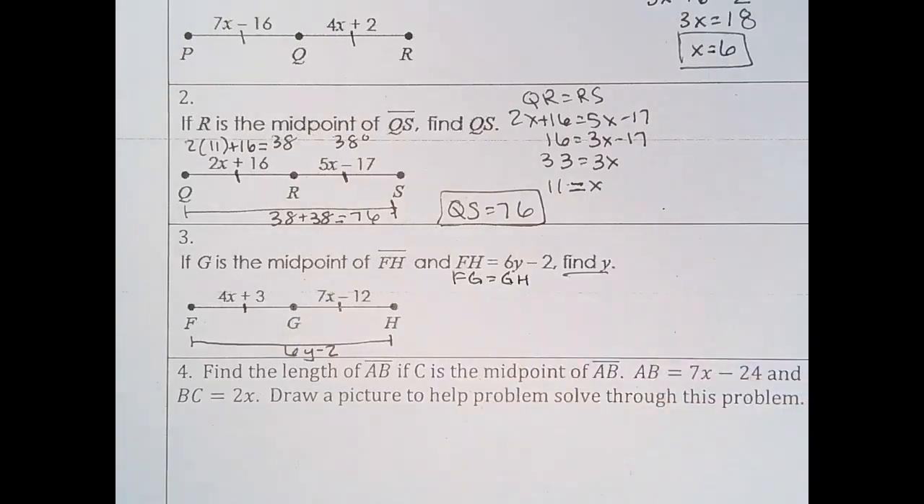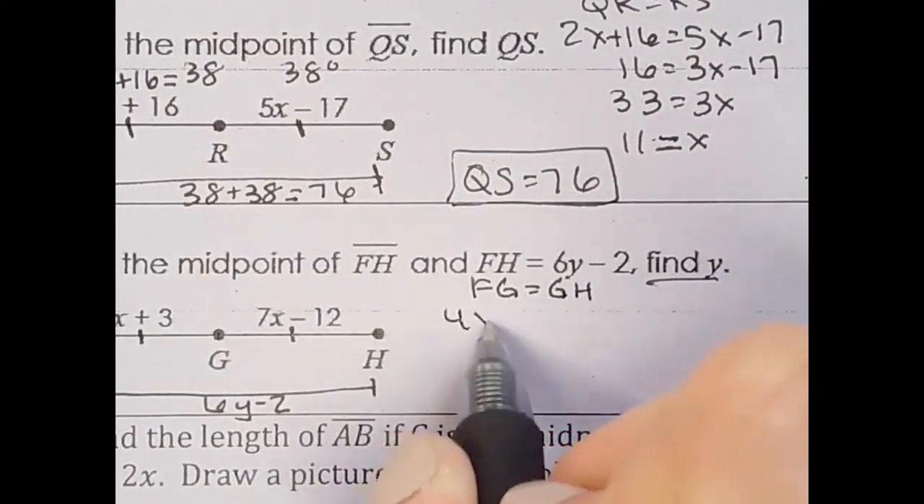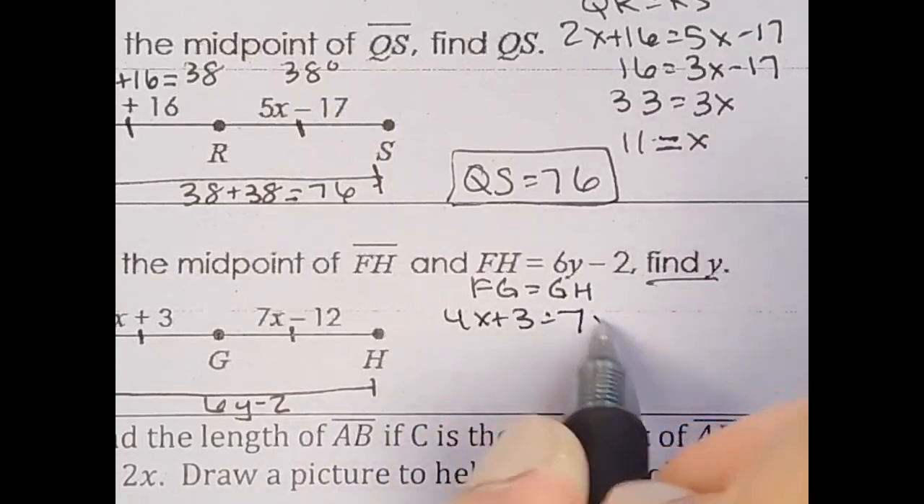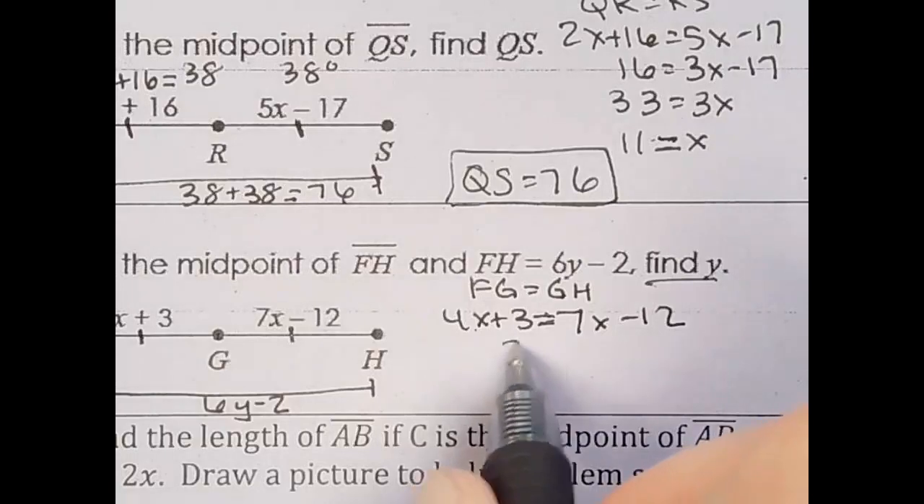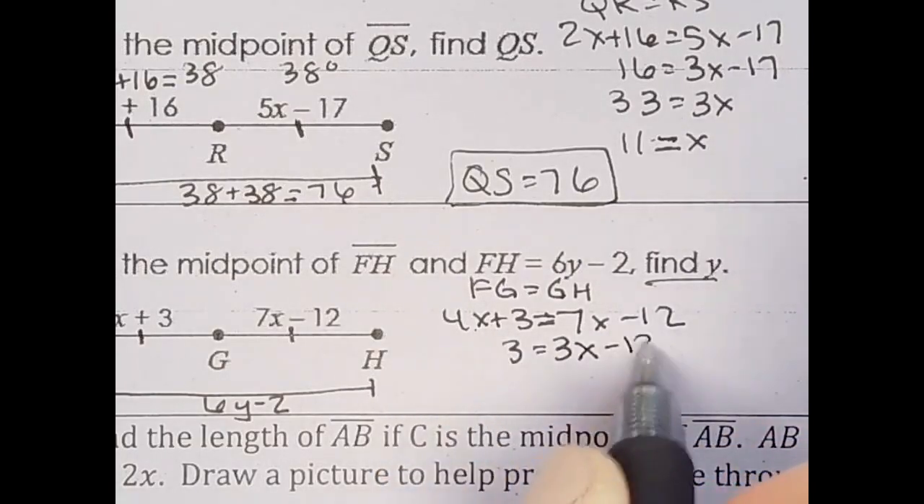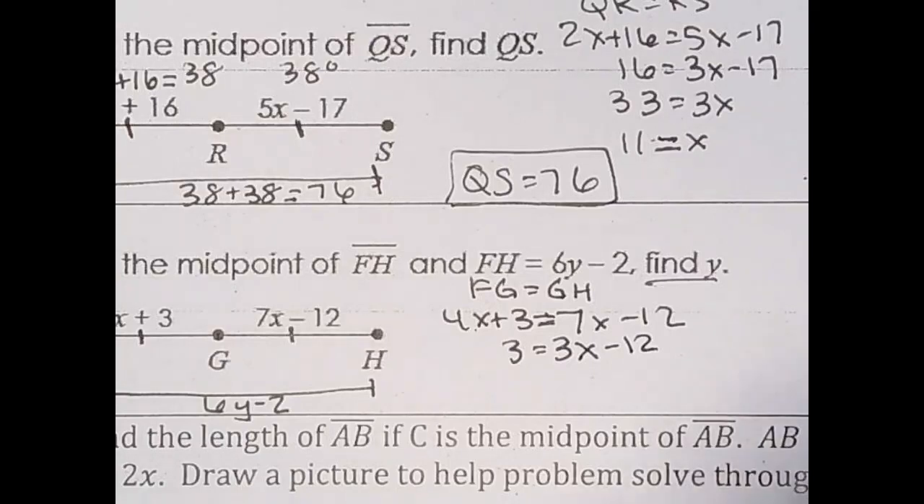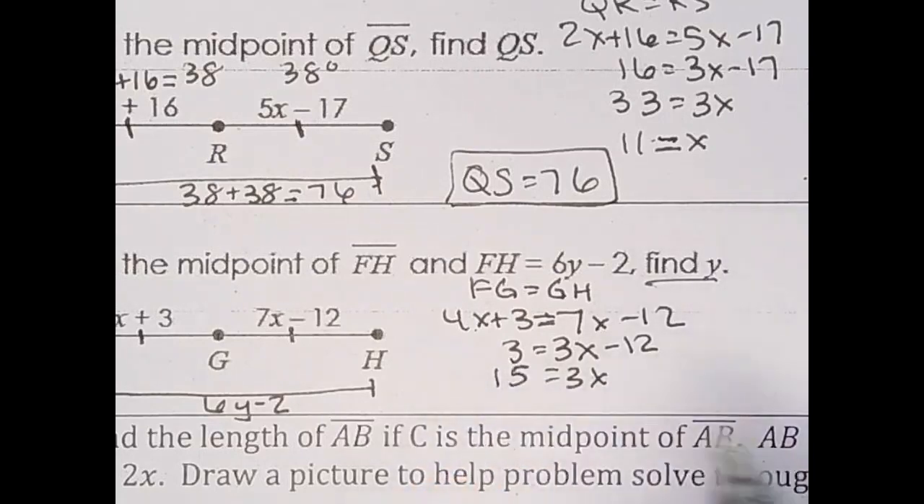Plugging in what I know, 4x plus 3 equals 7x minus 12. Subtract 4x on both sides, so 3 equals 7x minus 4x, which is 3x minus 12. Add 12 to both sides, so 3x equals 3 plus 12, which is 15. Divide by 3 on both sides, so x is 5.